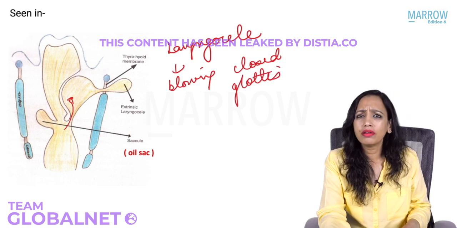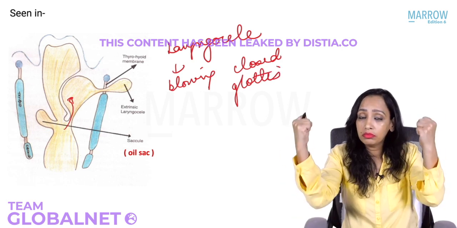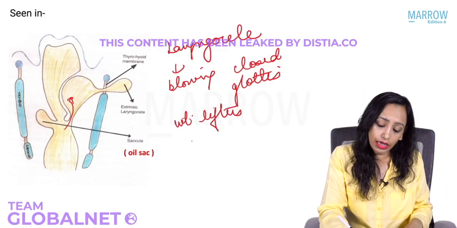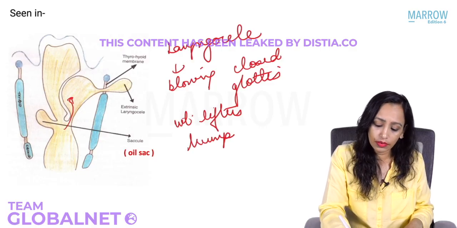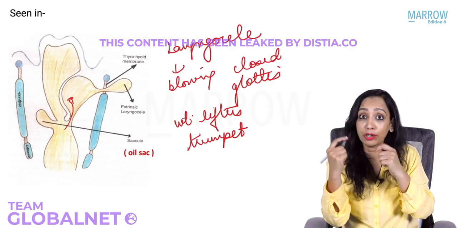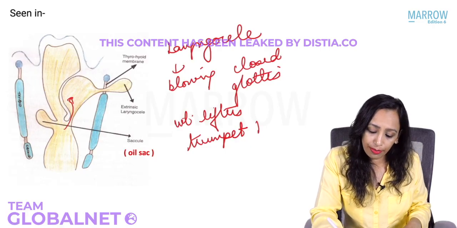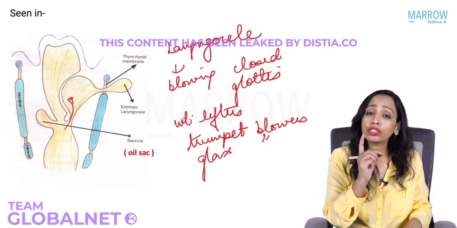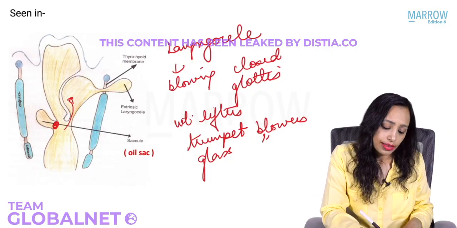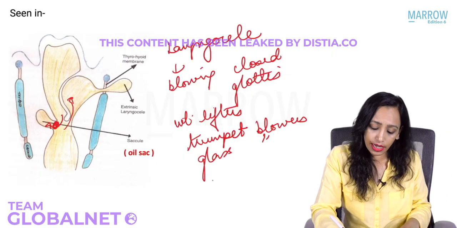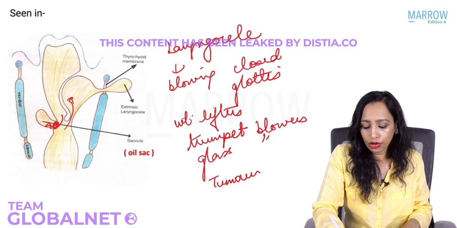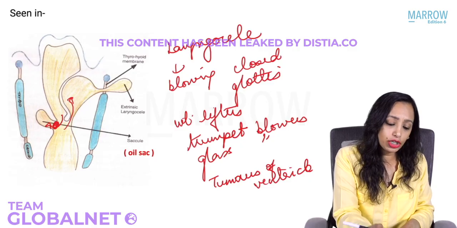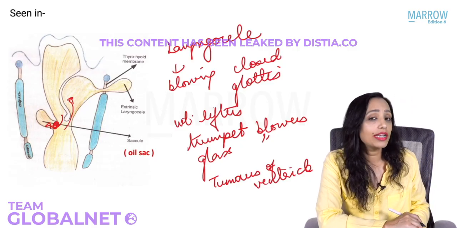For example, have you not seen weightlifters? So in weightlifters, in trumpet blowers, they will blow and produce some sound with their throat. In trumpet blowers, glass blowers, or also sometimes when there is a carcinoma, a tumor in the ventricle, the air can enter but it cannot exit. So that is what is laryngocele.